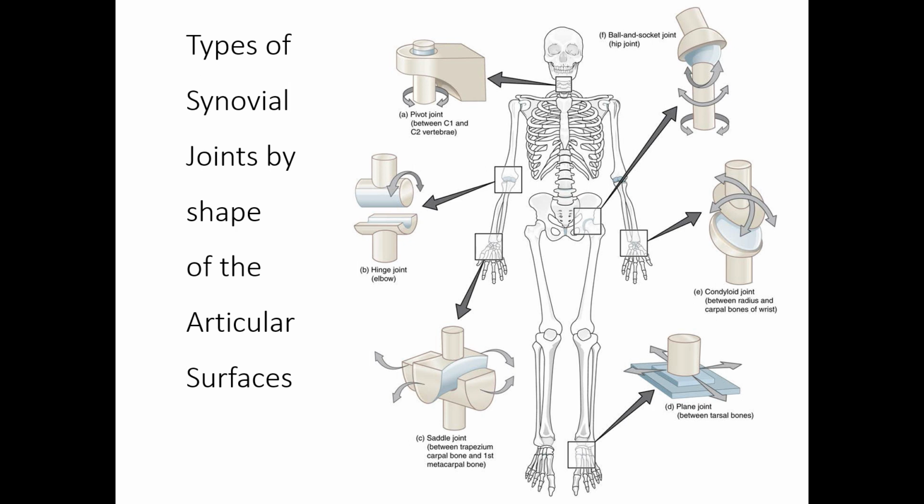One more classification of synovial joints by the shape of the articular surfaces. Ends of the bones can be flat. That can be plain joint. Or it can be like ball and socket structure. Or sometimes it's saddle joint, looking like a saddle. You do not need to memorize all those types for your exam, but you need to know that those types exist.